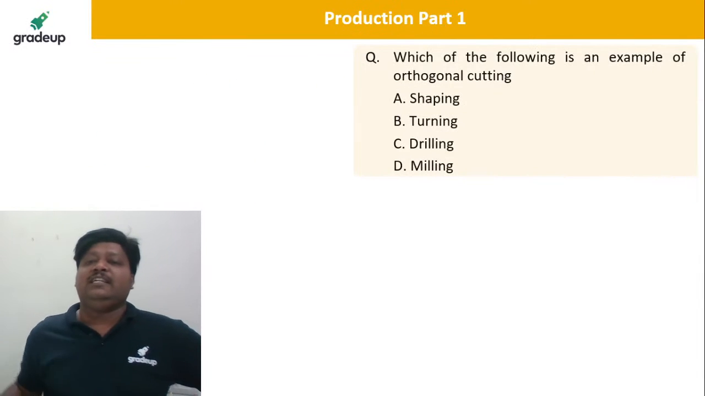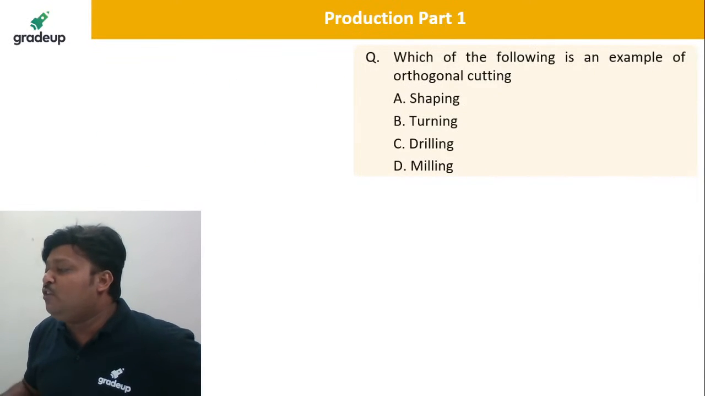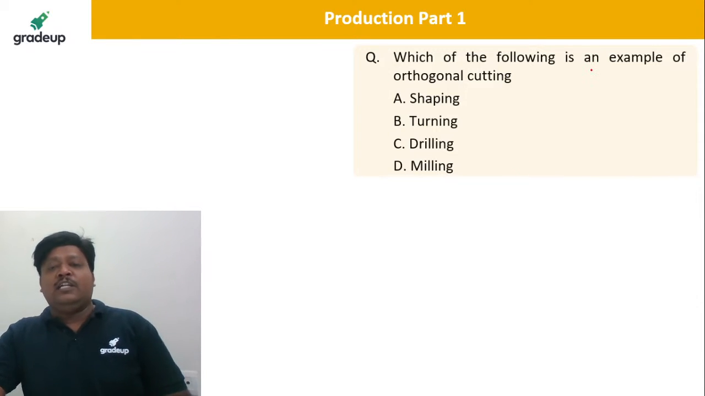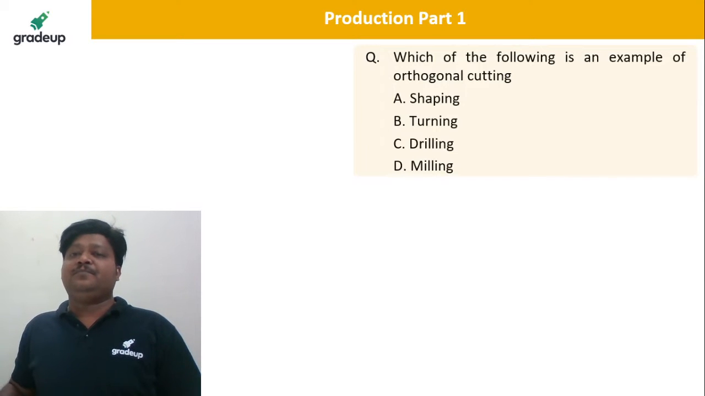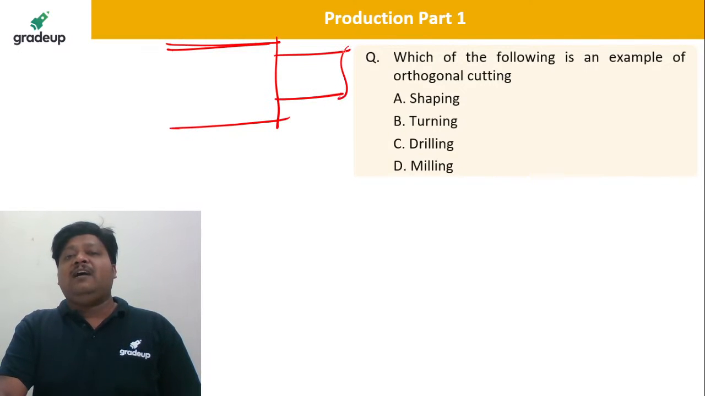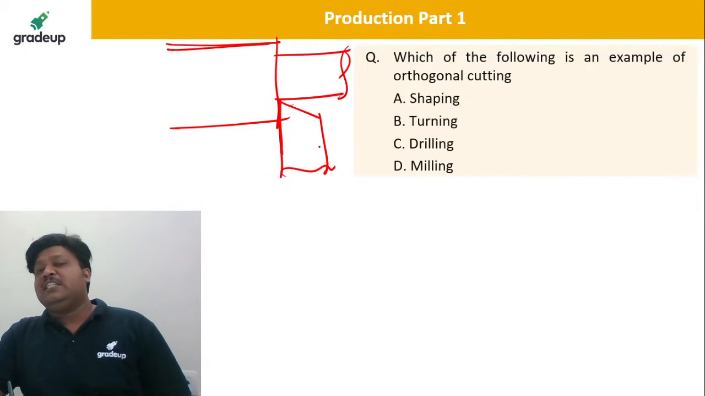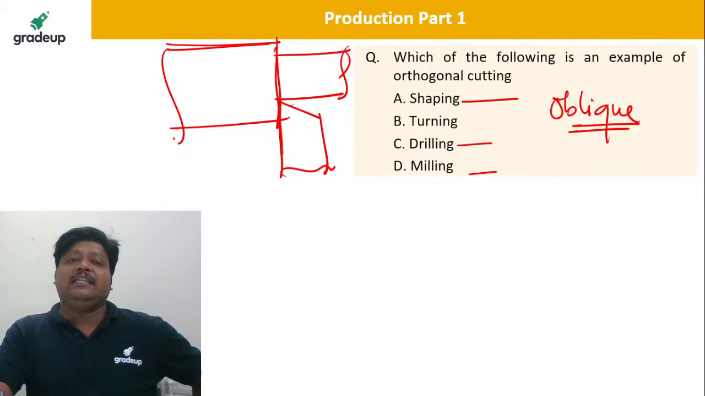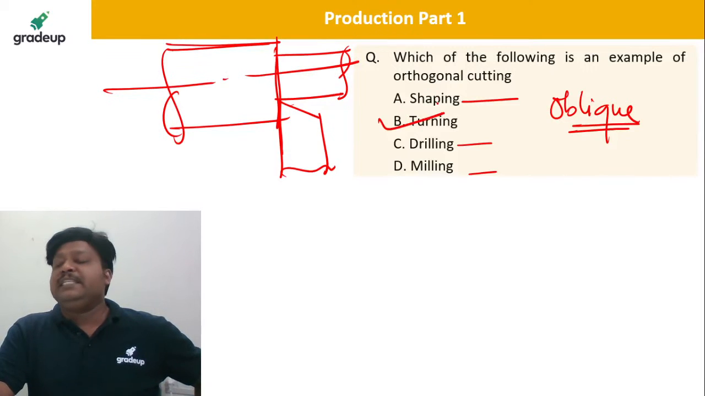Take the next question. Which of the following is an example of orthogonal cutting? Now the definition of orthogonal and oblique is much clearer. Just now I showed the pipe turning. We have the possibility to get orthogonal cutting only in turning. Shaping, drilling and milling are oblique cutting operations. This is the turning, so B is the correct answer.